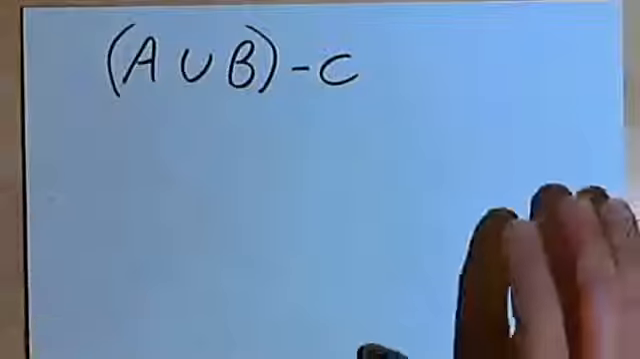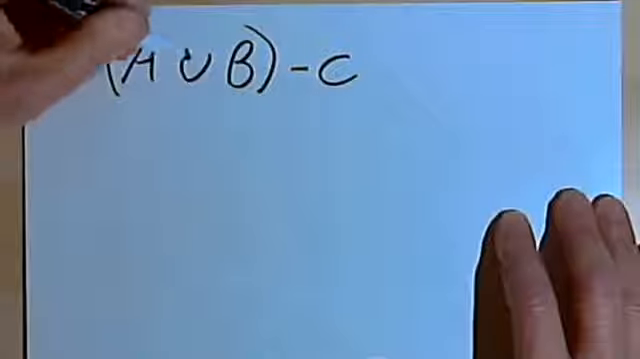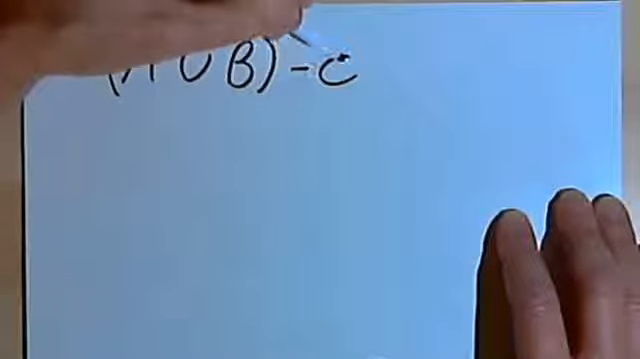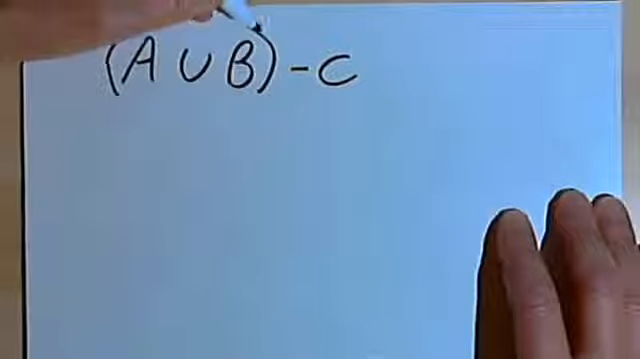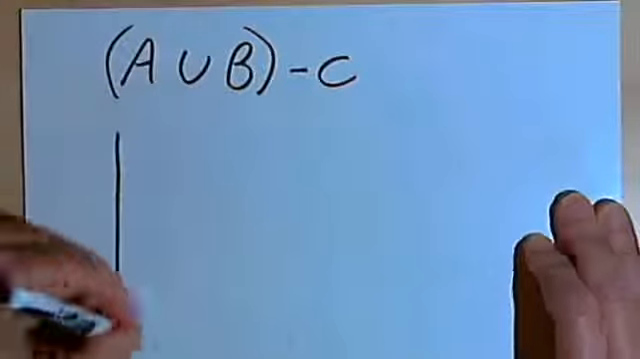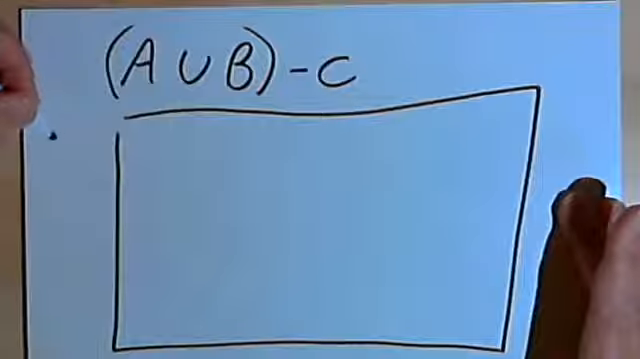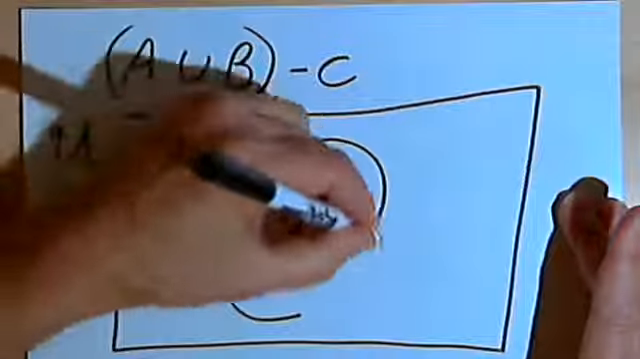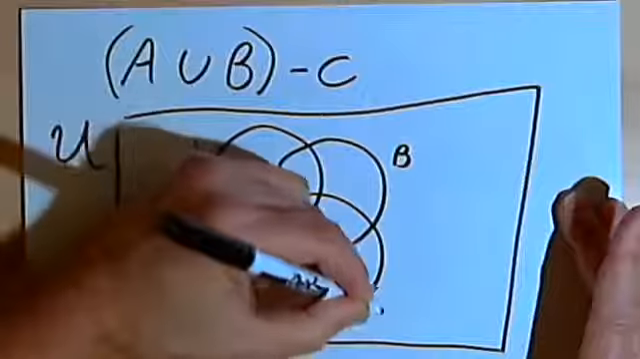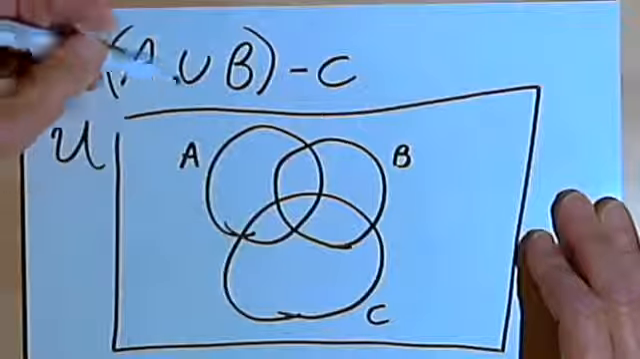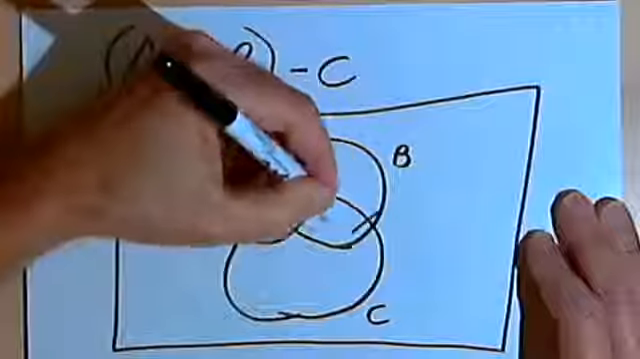Okay, here's the next one. In this one, I've got the union of A and B, and from that, I'm subtracting out, I'm taking away anything that was in set C. So in other words, I'm going to have the relative complement of C in the union of A and B. Okay, so inside my universal set, once again, those three circles, A, B, and C. And the union of A and B means I'm going to shade in everything that's either within circle A or within circle B, or in both of them.